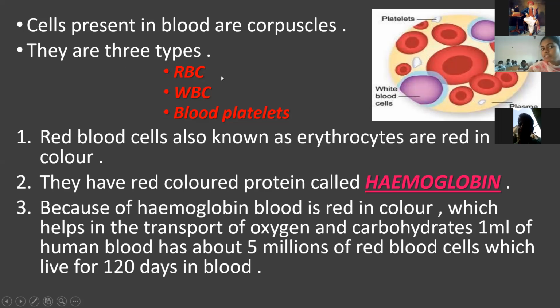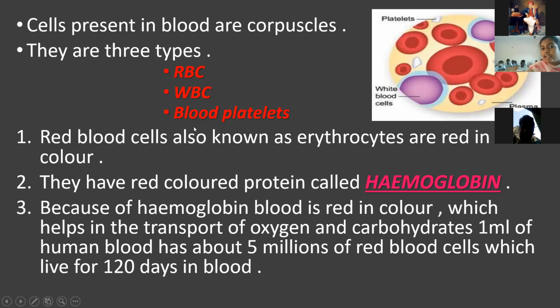The RBC are also called erythrocytes. What is the lifespan of RBC? The lifespan of RBC is 120 days. After the completion of 120 days, the RBC will be destroyed, and then new RBC is formed.